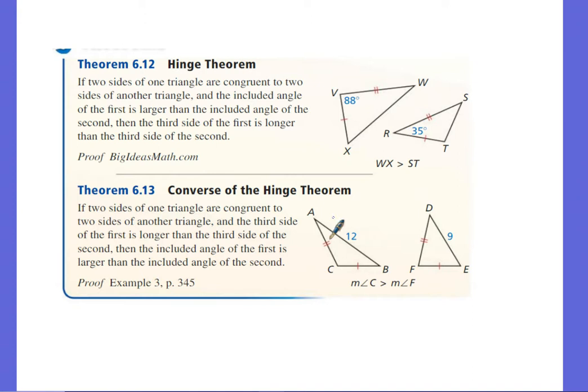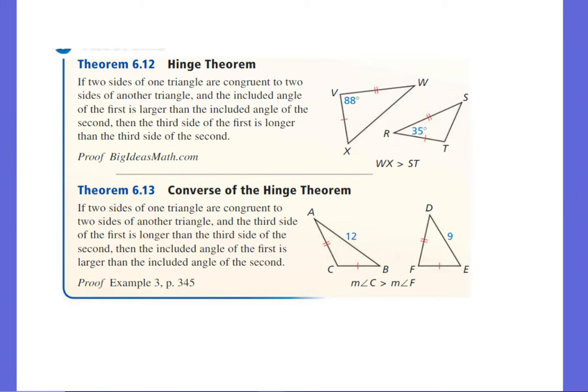Okay, the converse holds true as well. I can also say that if the side length is bigger, I can definitely make the claim that the angle opposite of that side is then bigger. So angle C would definitely be bigger than angle F because AB is bigger than BE.